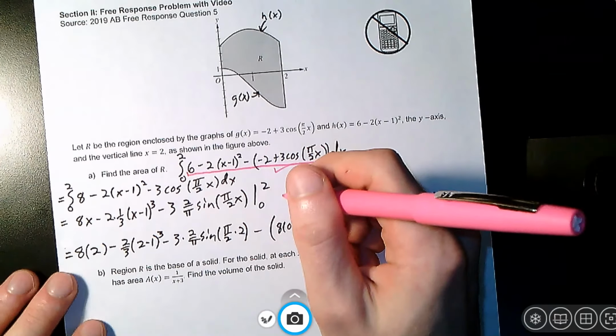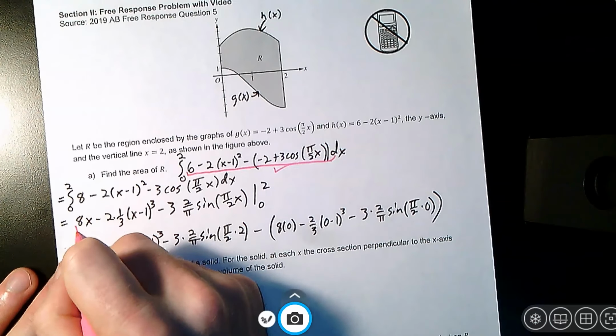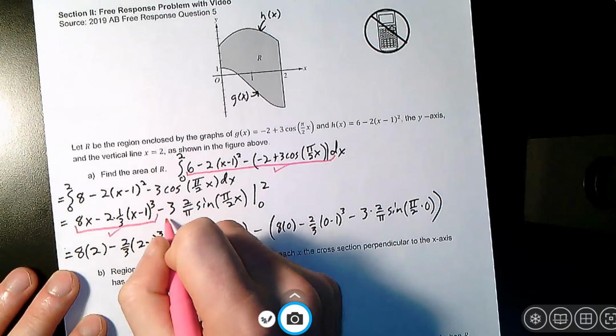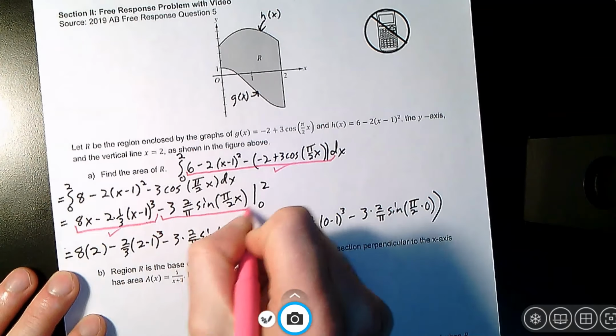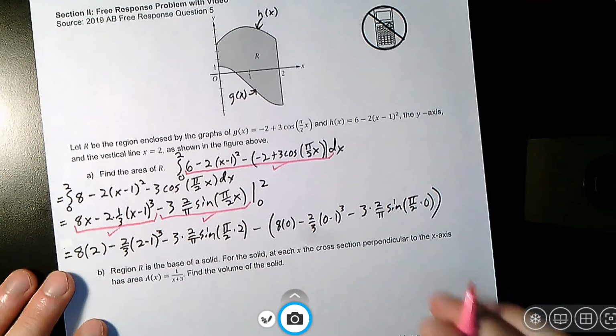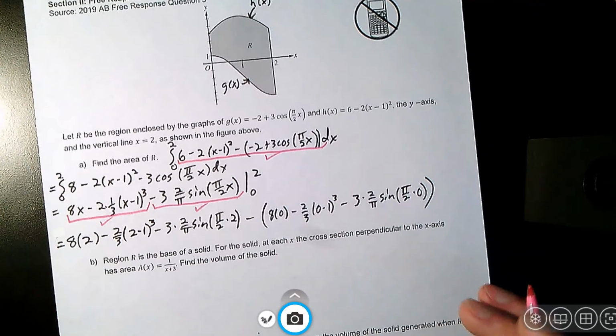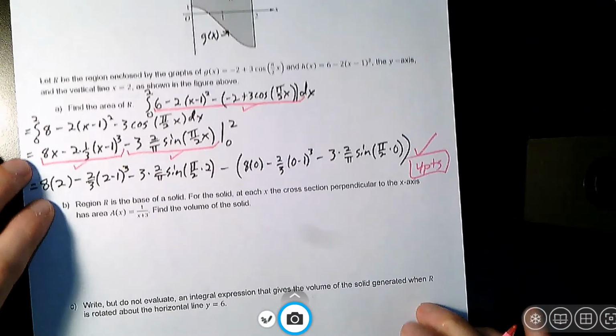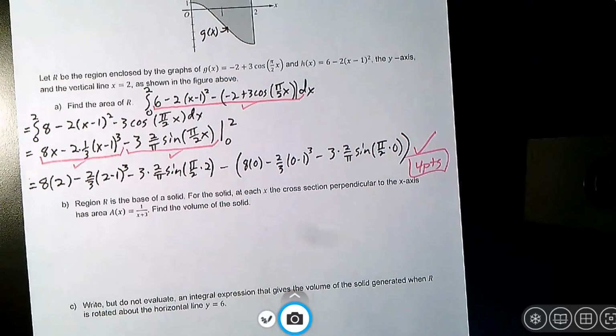Congratulations. The next 2 points come from here, finding our antiderivative. If you got the antiderivative of those 2 terms correct, that's 1 point, and then the antiderivative of the trigonometric bit gives you the second point for the antiderivatives, and then the last point comes from your answer, a total of 4 points on part A. All right, let's talk part B.